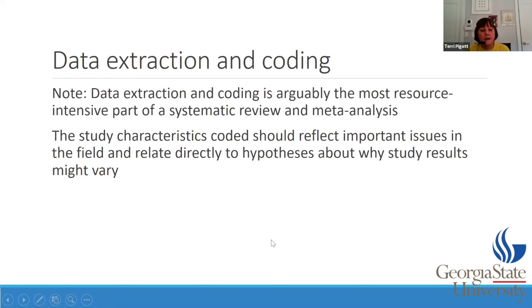Okay, so my last couple notes about data extraction and coding. Data extraction coding is arguably the most resource intensive part of a systematic review and meta-analysis, but it's critical to what we can do then in the meta-analysis part of a systematic review. And these study characteristics that you code should reflect important issues in the field and also relate directly to hypotheses about why study results might vary in your given context.